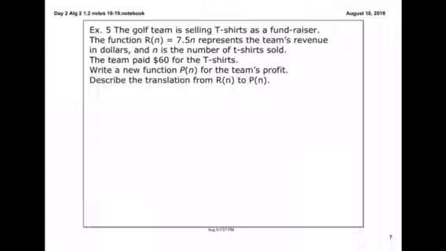If the golf team is selling t-shirts as a fundraiser, the function r of n equals 7.5n represents the team's revenue in dollars, and n is the number of t-shirts sold. The team paid $60 for the t-shirts. Write the new function p of m for the team's profit. Well, if r of n represents how much the team makes, it would still be $7.50 per shirt, but we would want to subtract our 60, so we would have $60 less.